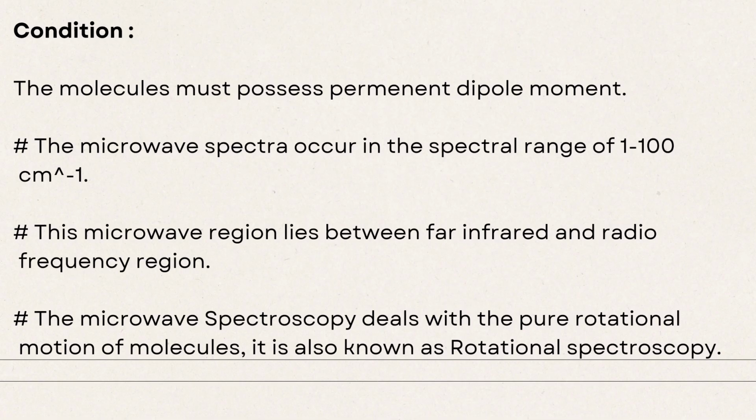The microwave spectra occurs in the spectral range of 1 to 100 cm inverse, and this microwave region lies between far infrared and the radio frequency region. Microwave spectroscopy deals with the pure rotational motion of molecules. It is also known as rotational spectroscopy.